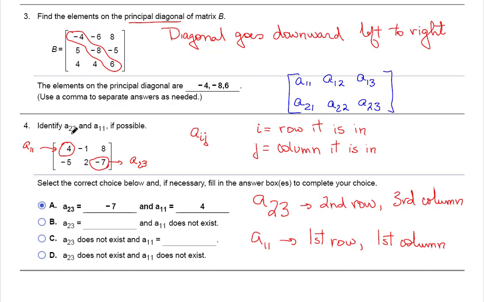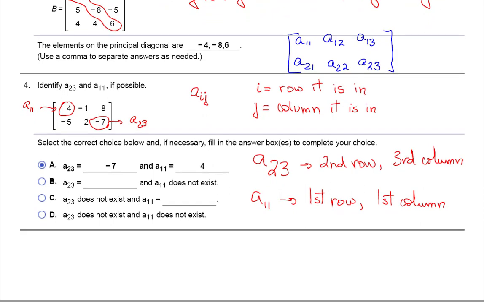So when they ask us to find A23, it's the element that's sitting in this position in the second row, third column, and that's a -7. What about A11? Well, A11 is the very first position there, first row, first column, and that is a 4. So again, think of it in terms of i and j, where it gives us a particular row and a particular column where an element is inside.